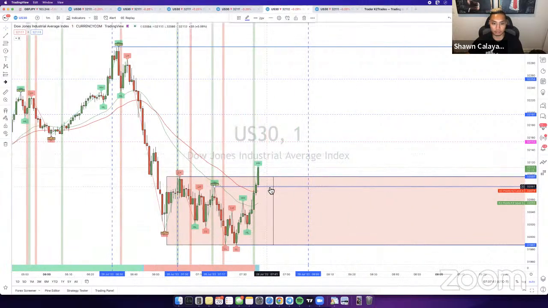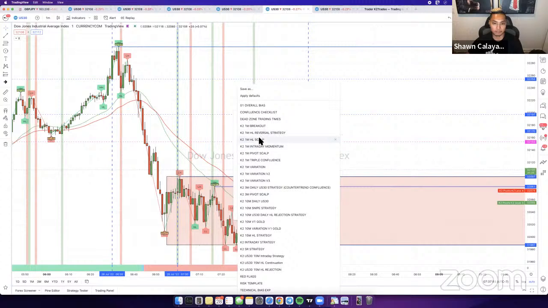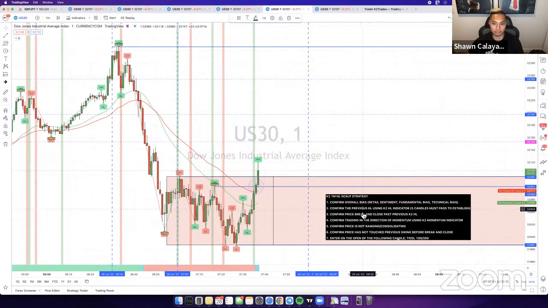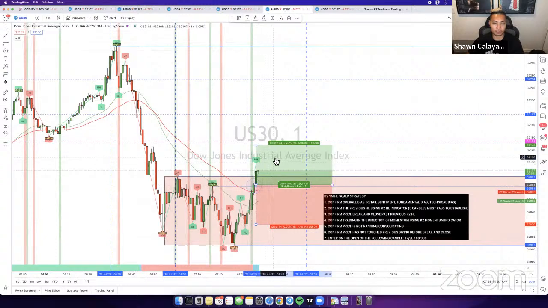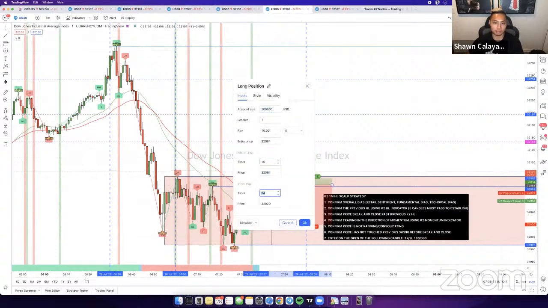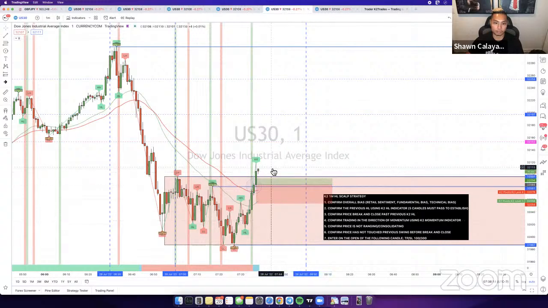So nice work, Rashida. There's actually a high-low scalp right here as well that came up. I don't know if you guys spotted that. There's a high-low scalp that came up right here. 1 minute high-low scalp. Confirm overall bias, bullish. Confirm previous high-low. It's high-low right there. Confirm breaking close past the high-low, which is this candle. Confirm the direction of momentum. There's a buy signal prior to it. So this right here would have been a high-low scalp. So 2 back-to-back wins right there.